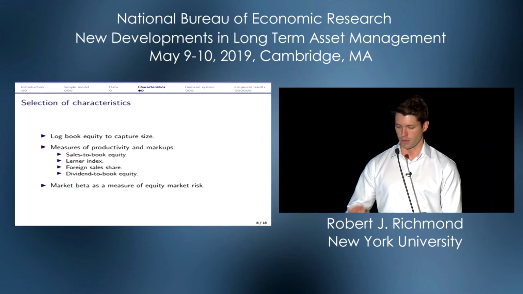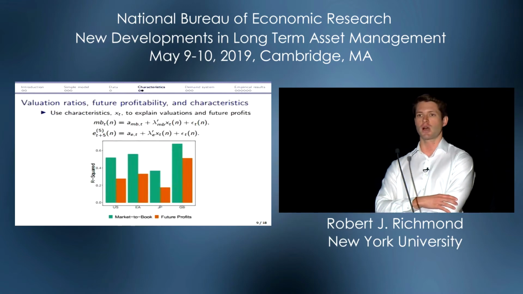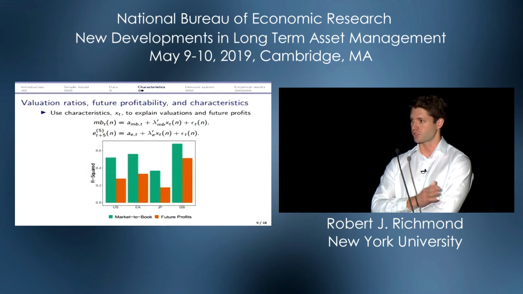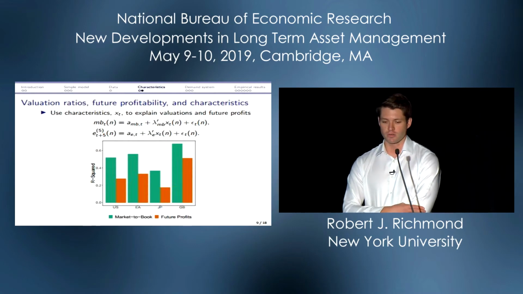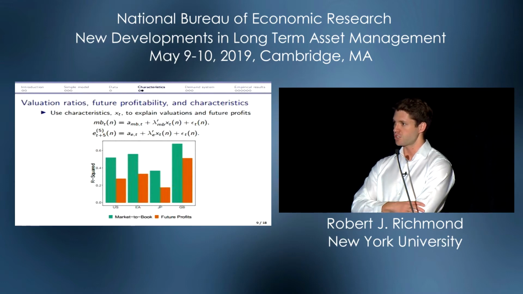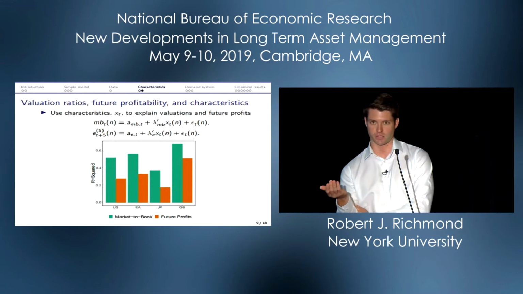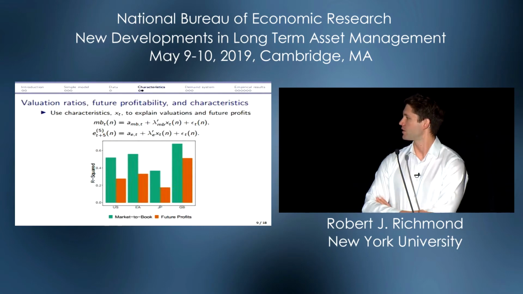So the first thing I need to show you is that our characteristics do a good job at explaining the cross-section of valuation ratios. What we're going to do is regress log market to book ratios on our set of characteristics across each of these regions, as well as future 5-year ROEs on these same characteristics. The only thing that I'm plotting in this picture here is the R squared from those regressions.